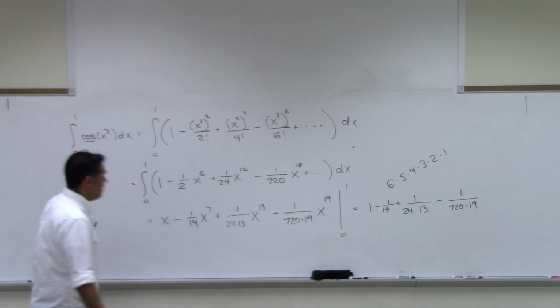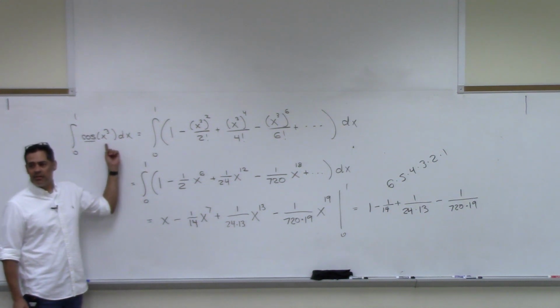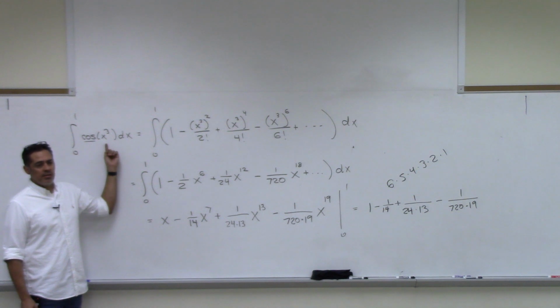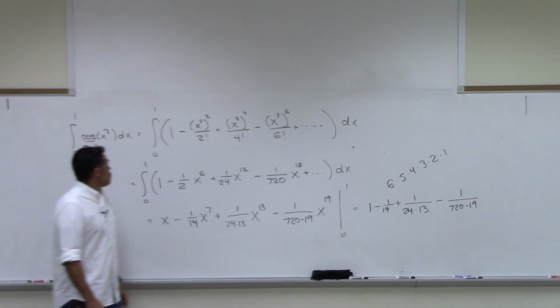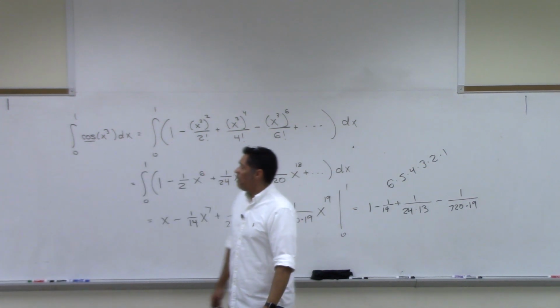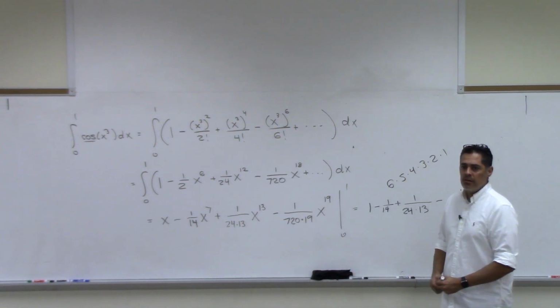And I'll tell you right now that without the Maclaurin series, we can't do this by hand. We have no way of integrating this. Cosine of x cubed, we don't have a technique. Well, if you do integration by parts, you have to choose a u and a dv. So what are you going to choose? You see what I'm saying?